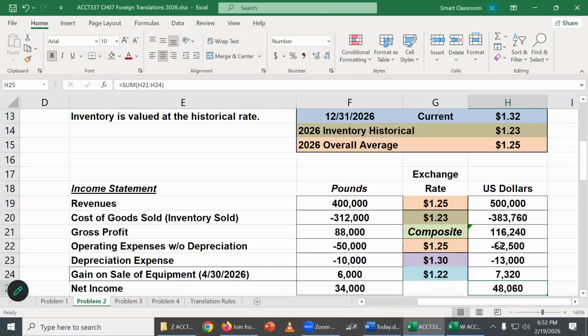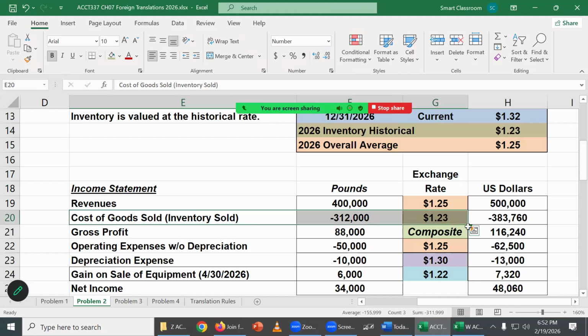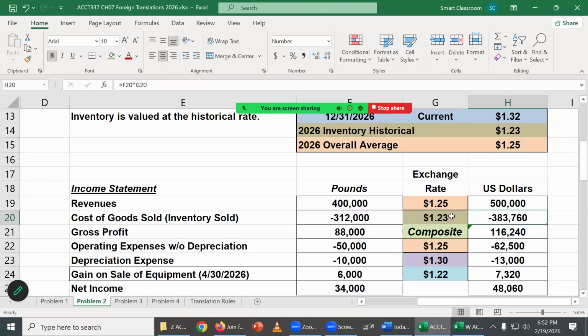$0.02 left. Yep. Notice that this is not the average. This is going in at the historic rate, which is two cents less, which doesn't sound like much, but when you multiply that by 312,000, it makes a difference.